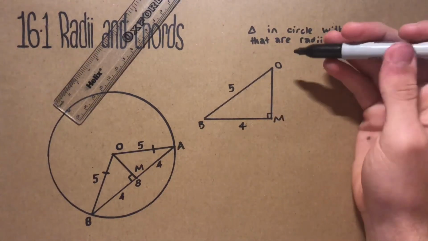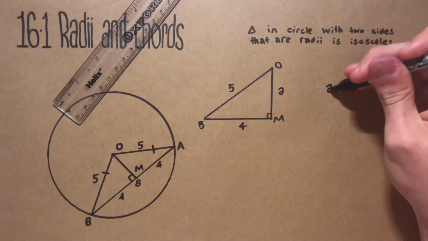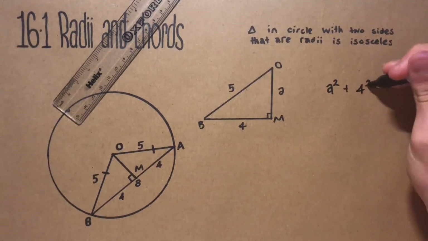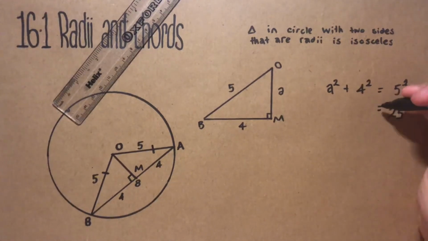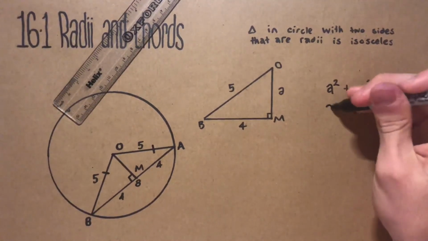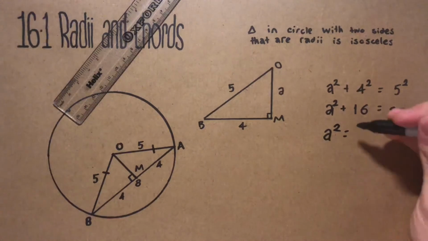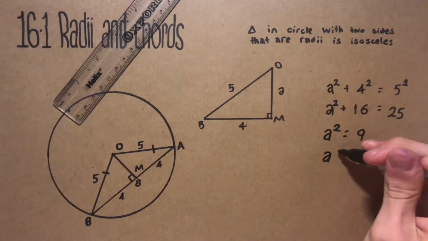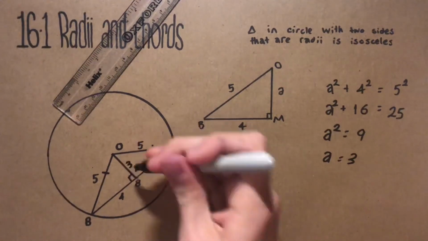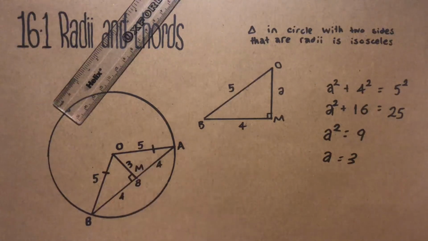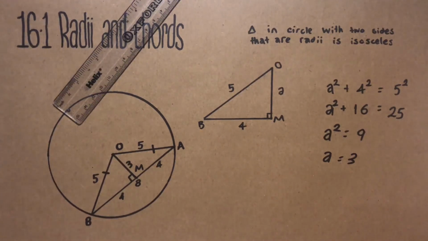Now we can simply use Pythagoras' theorem, call this line A. A squared plus 4 squared is equal to 5 squared. 5 squared is equal to 25. 4 squared is equal to 16 plus A squared. 25 minus 16 is 9. A squared is equal to 9, so A is equal to 3. And that is quite simply how we use chords and radii to work out midpoints and lines from the origin to the midpoint.